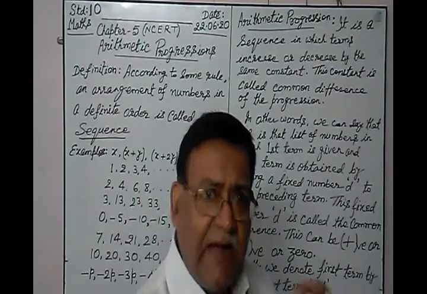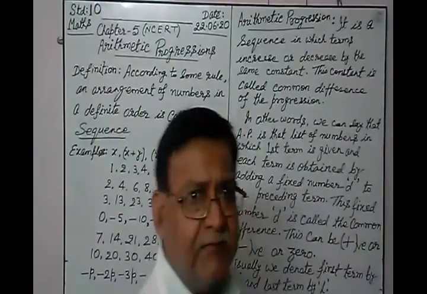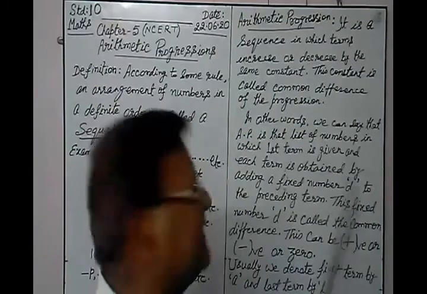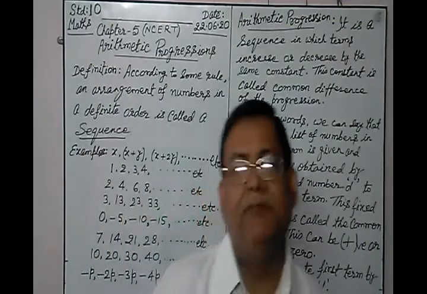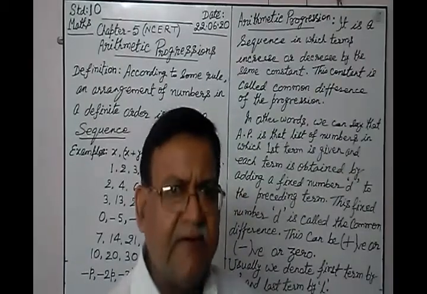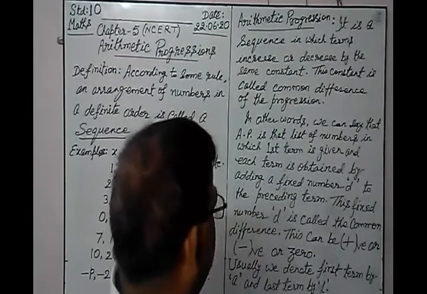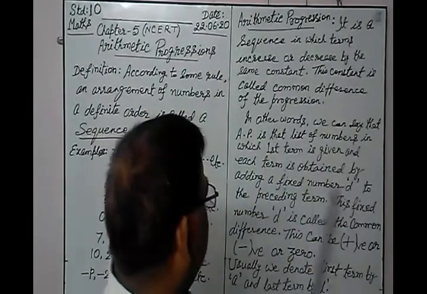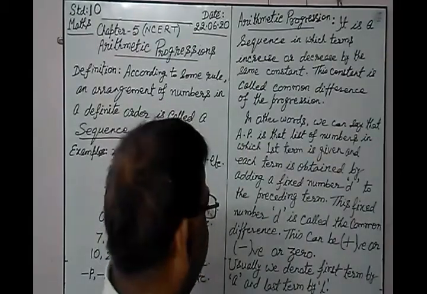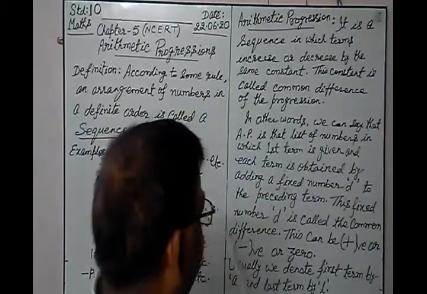If you add this fixed difference, then you will get the next term. So it is obtained by adding a fixed number d to the preceding term. When you add the fixed number d to the preceding term, you get the next number of this arithmetic progression. This fixed number d is called the common difference. It is usually denoted by a small d.